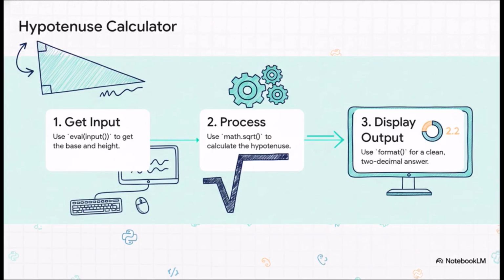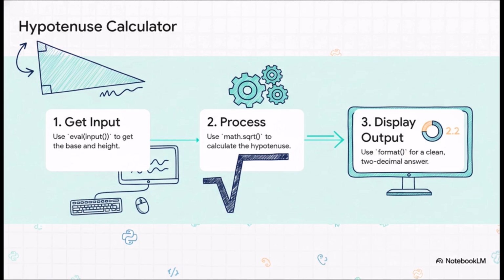So let's bring everything we've talked about together. Imagine we're building a calculator to find the hypotenuse of a triangle. Step 1. We use our smart eval input to get clean numbers from the user. Step 2, we pull in the math module and use math.sqrt to do the hard math. And for the grand finale, step 3, we use format to present that answer cleanly, rounded to 2 decimal places. See how each tool has its job?